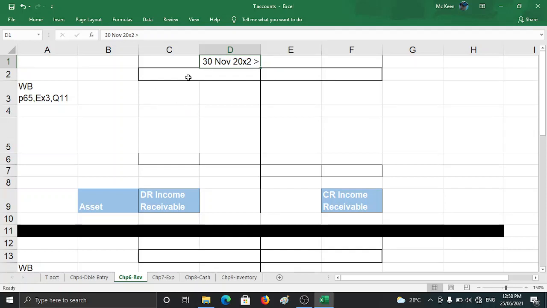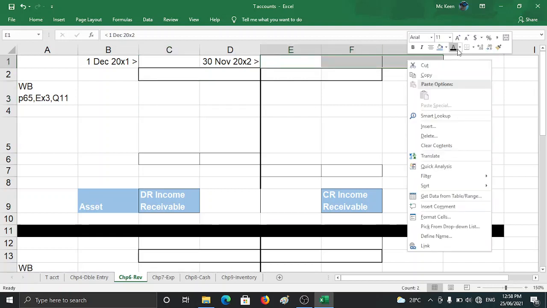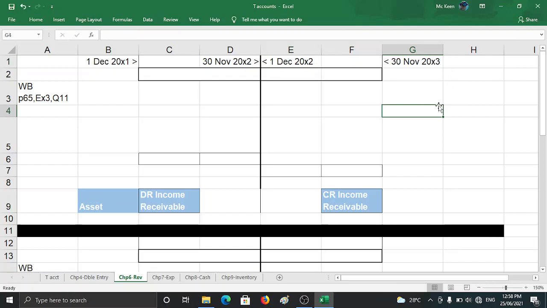30th November 20x6. So that means the beginning of the financial year, the whole financial year will start from 1st December 20x1 till 30th November 20x2. Following financial year will be this. So the timeline to take note is the financial year and tackling these type of questions.